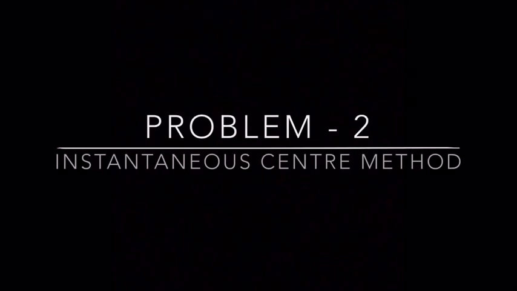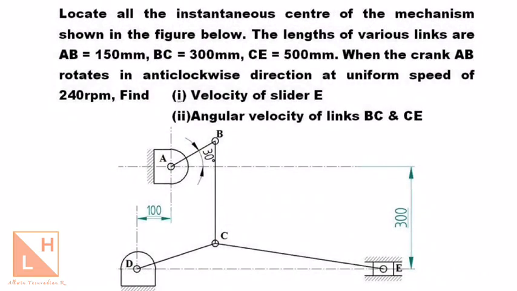Guys, in this tutorial video you're going to solve a problem on the instantaneous center method. Here we have the question. We need to locate all the instantaneous centers for the mechanism shown in the figure, and the link lengths AB, BC, CE are given, and the speed of the crank is given as 240 rpm. We need to find the velocity of the slider E and the angular velocity of the links BC and CE.